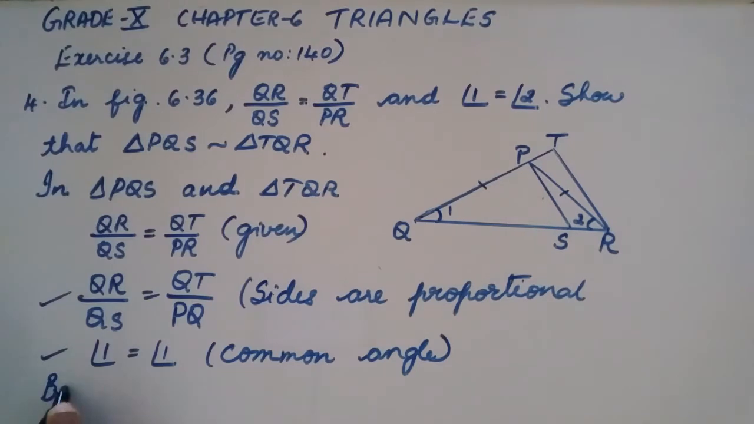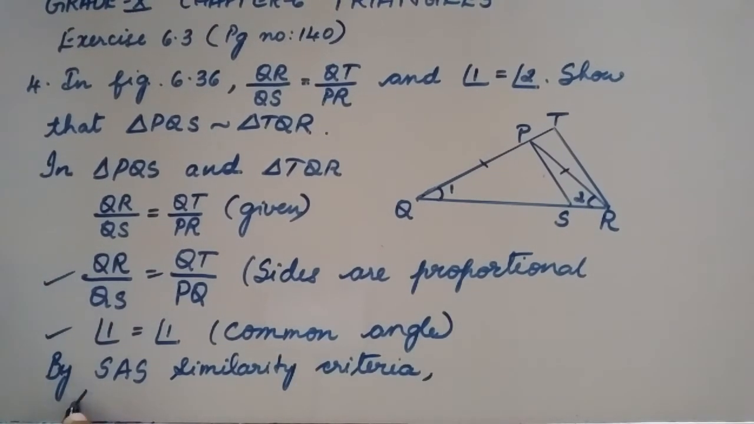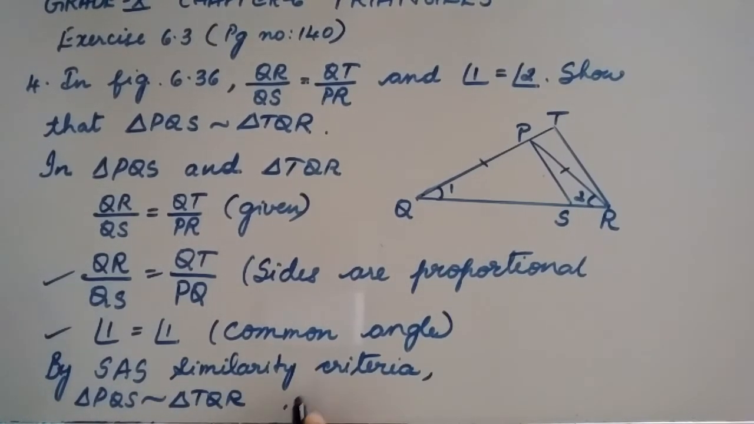So by side, angle, side, it is SAS similarity criteria. Triangle PQS is similar to triangle TQR.